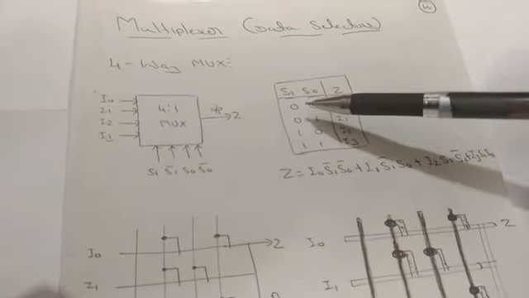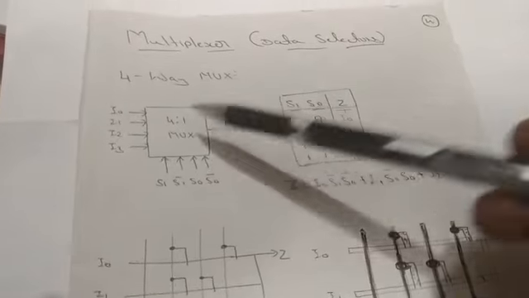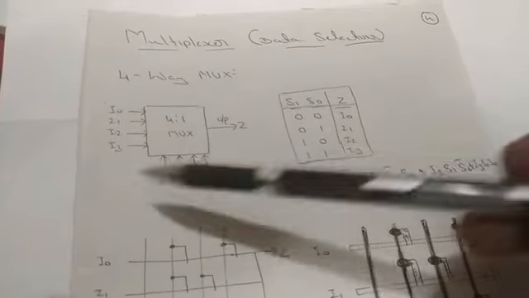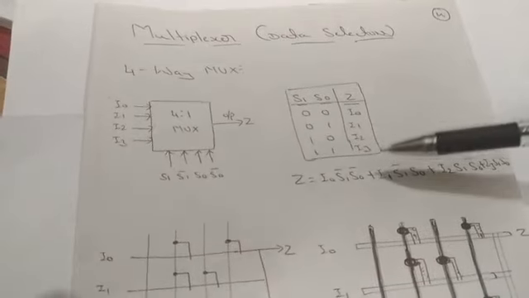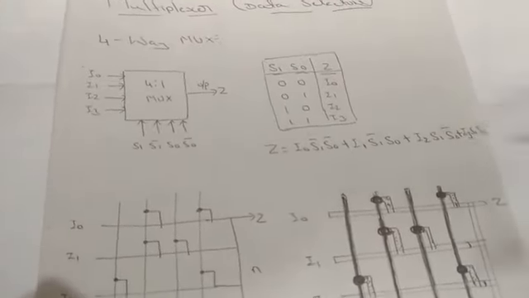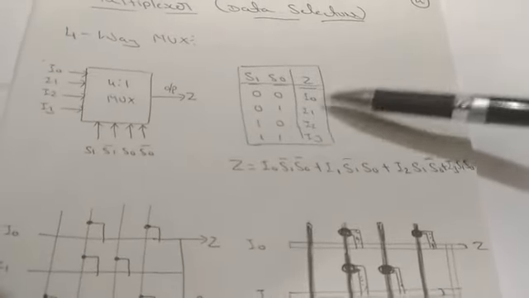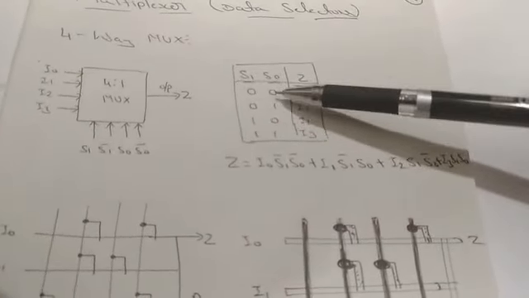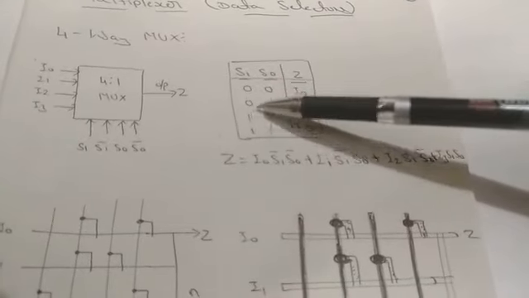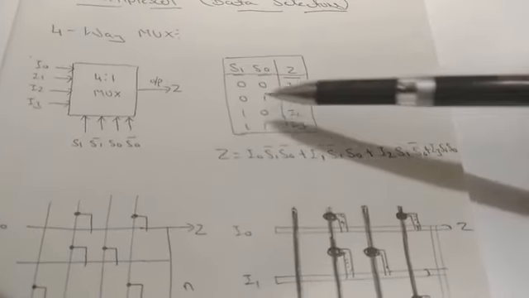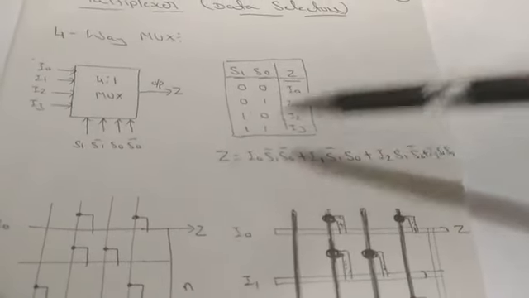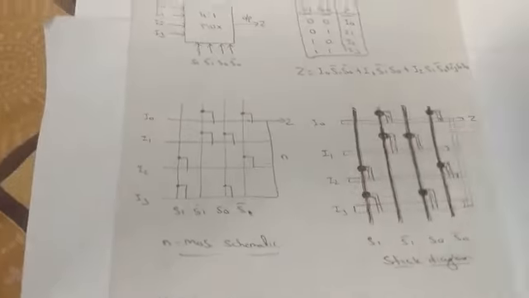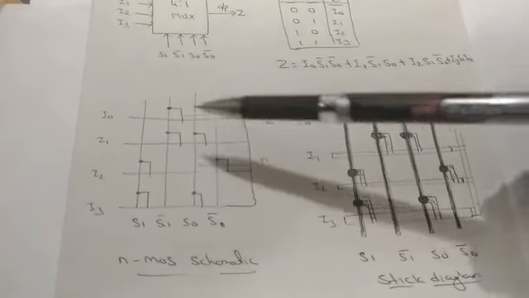When the select lines S1 S0 are 0, 0, we will get I0. For 0, 1 it is I1, for 1, 0 it is I2, and for 1, 1 it is I3. So if I represent the expression, Z is equal to I0 S1 bar S0 bar plus I1 S1 bar S0 plus I2 S1 S0 bar plus I3 S1 S0.